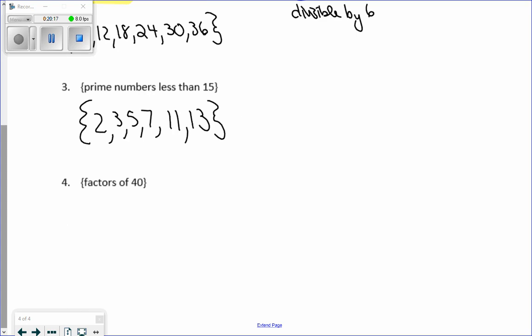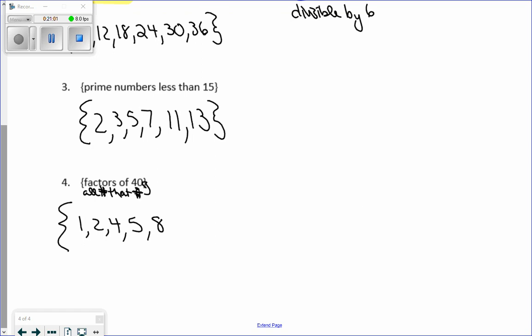Factors of 40. So factors are all the numbers that divide into 40. What I suggest you do with this is start counting and list them out in order instead of just willy-nilly putting numbers down on your page because you might miss some. So does 1 divide into 40? Yep. Does 2 divide into 40? Yep. Does 3 divide into 40? Nope. Does 4 divide into 40? Does 5 divide into 40? Does 6 divide into 40? Does 7 divide into 40? Does 8 divide into 40?